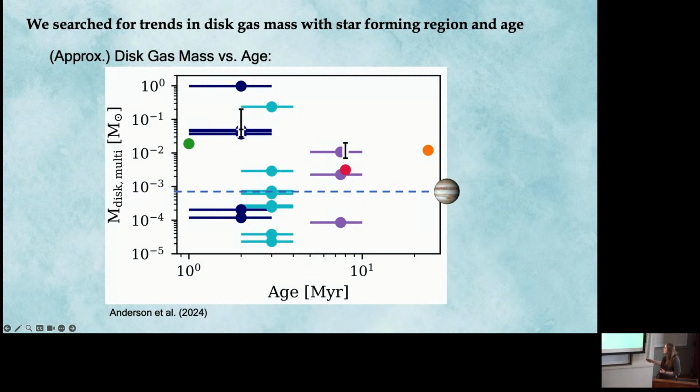You would expect that we would lose disk mass over time, so the older disks might be less massive, but we do see a pretty wide range overall. And for comparison, this is the amount of mass in Jupiter, so that kind of tells you about potentially the planet formation potential of some of these disks.